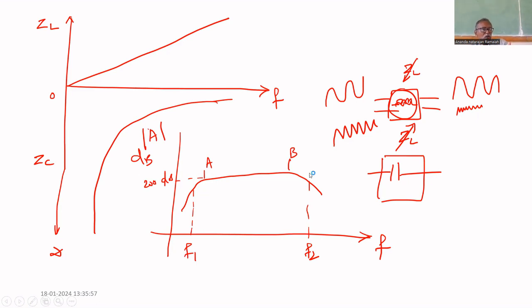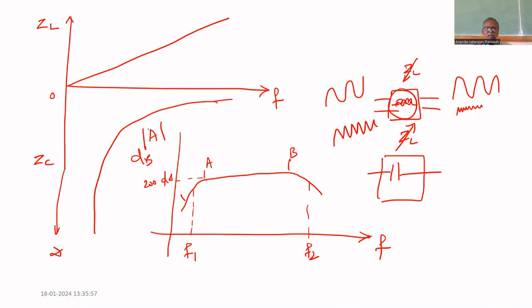But below A, it decreases at a particular rate. Say it decreases at the rate of 20 dB per decade. You will study these scales in control systems, but here it is not required. The slope can be represented in terms of dB per decade. One decade means 10 times the frequency. 1 to 10 is called 1 decade. 10 to 100 is 1 decade.